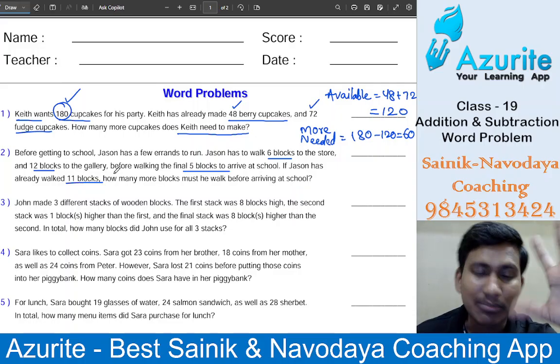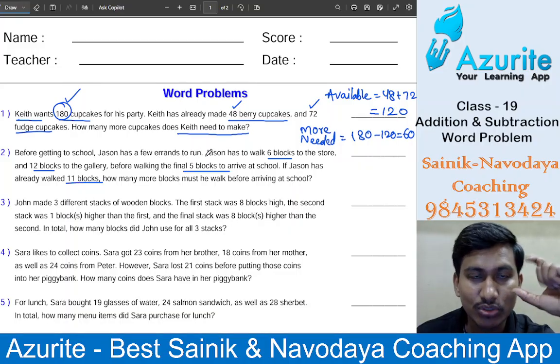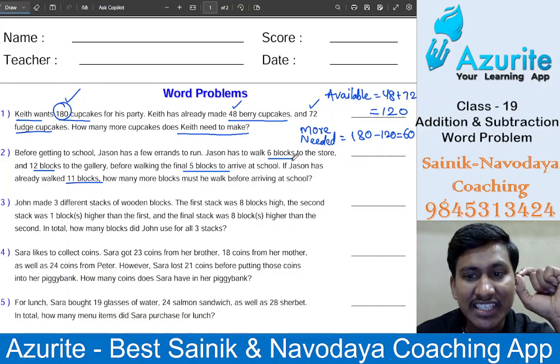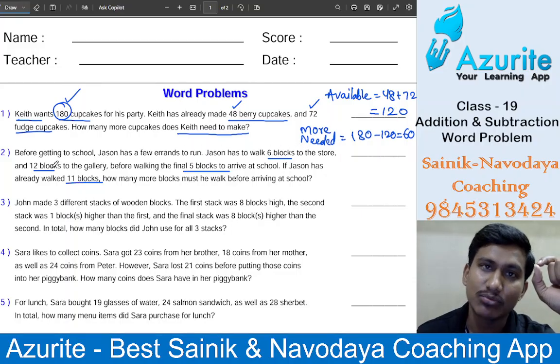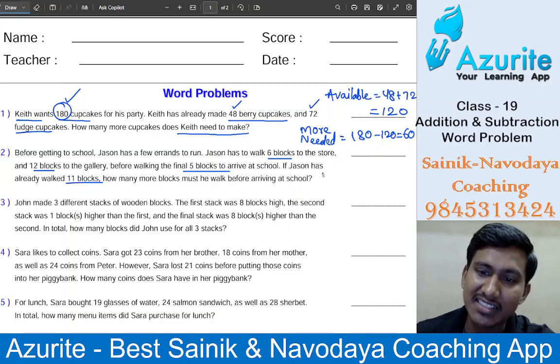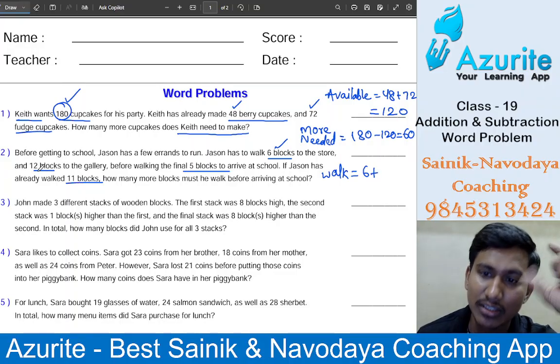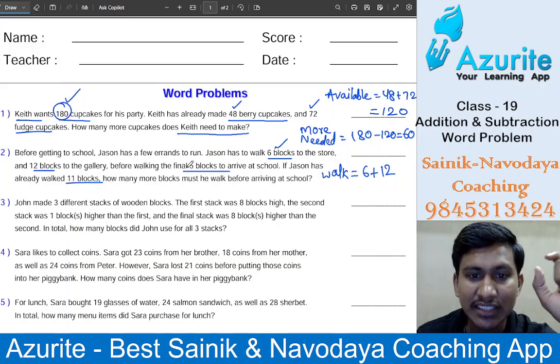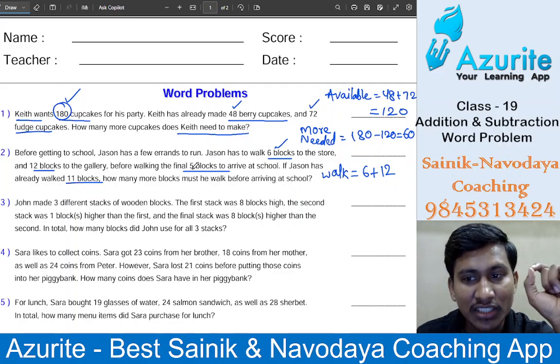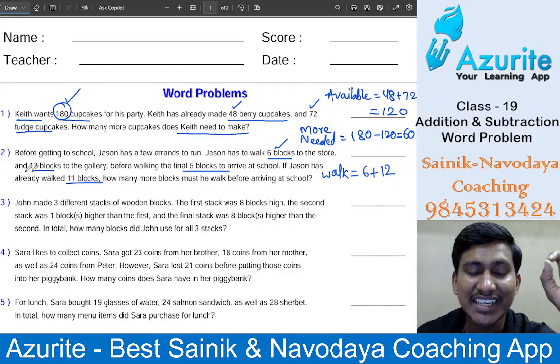So let's understand one by one. Okay. So before getting to school, Jashan had errands to run. Jashan had to walk 6 blocks to the store. So 6 blocks. And 12 blocks to the gallery. So how much in total does he walk? Let us see. 6 blocks here, and then after that 12 blocks here, you add it, and then before walking the final 5 blocks to arrive at the school. So how many blocks? 5 blocks. If Jashan has already walked 11 blocks.